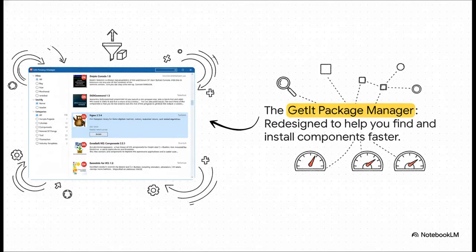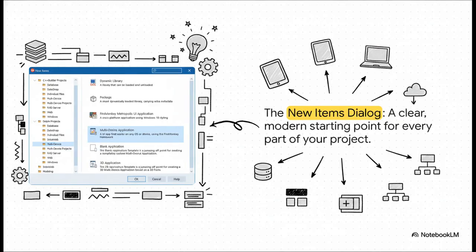Take the GetIt package manager. This thing is your one-stop shop for thousands of components, and it has been completely redesigned. Now finding and installing the tools you need to expand your app is just faster and easier than it's ever been. Even starting a new project or adding a new form, that's been improved.